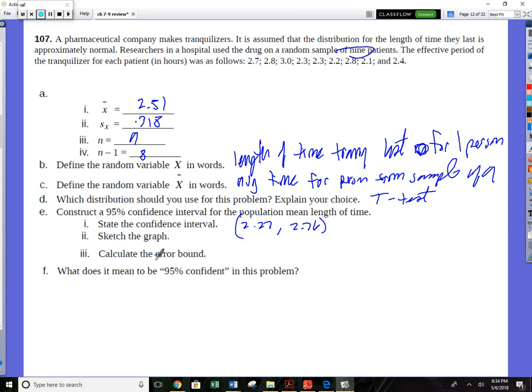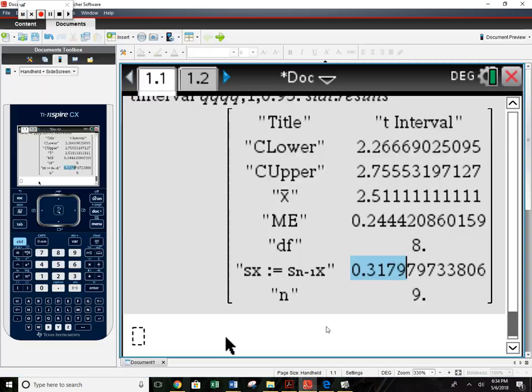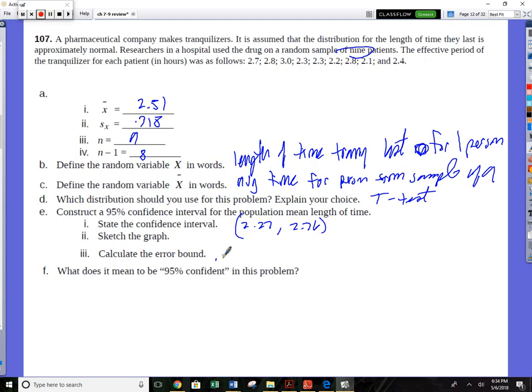I'm not going to sketch the graph. What was the error bound? The error bound right here. This is your measure of error. So margin of error, okay, 0.244. So what does it mean to be 95% confident? We're 95% confident that the average time a tranquilizer is going to last in the population falls within this window. Anywhere from 2¼ hours to 2¾ hours.